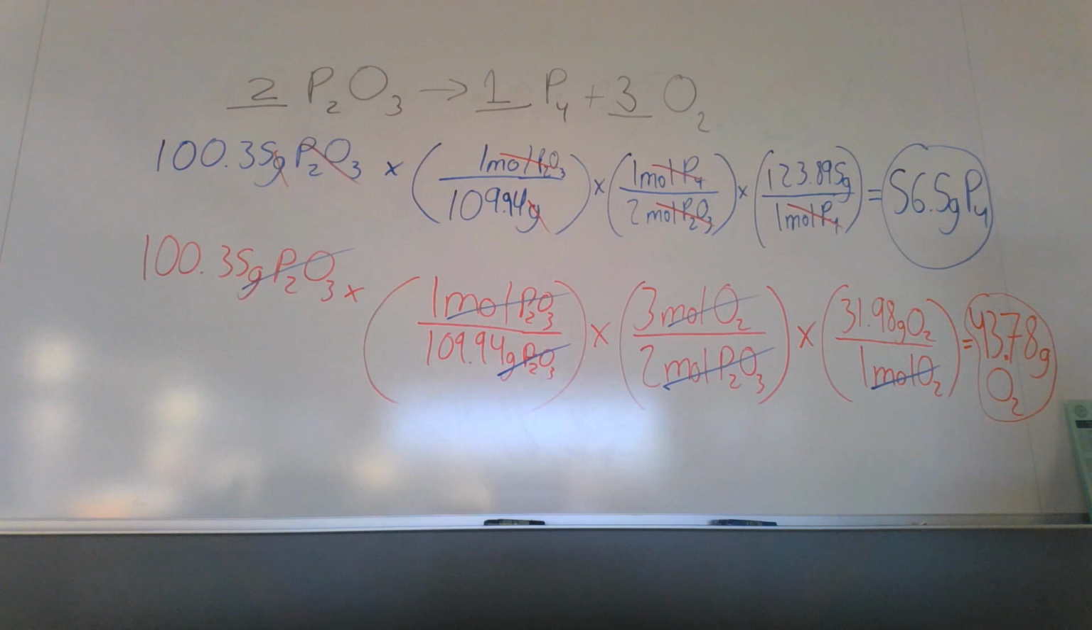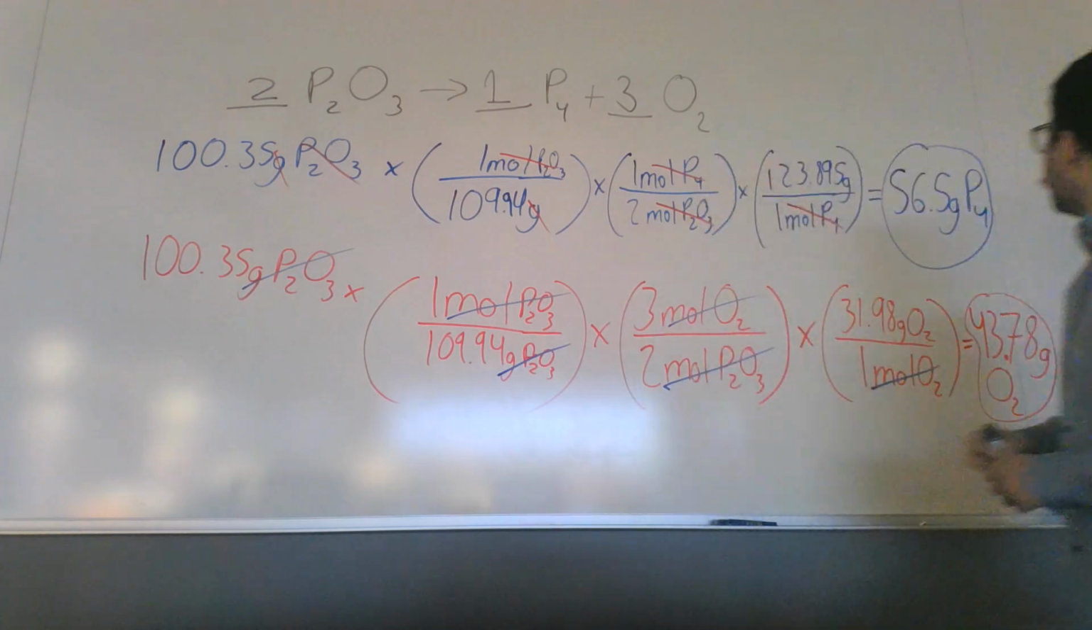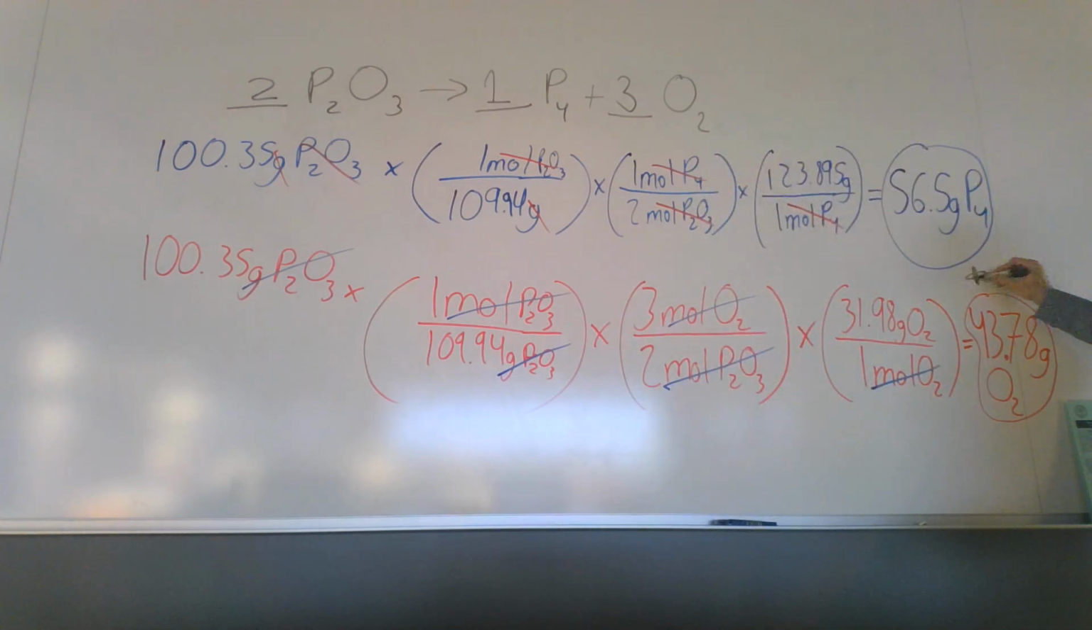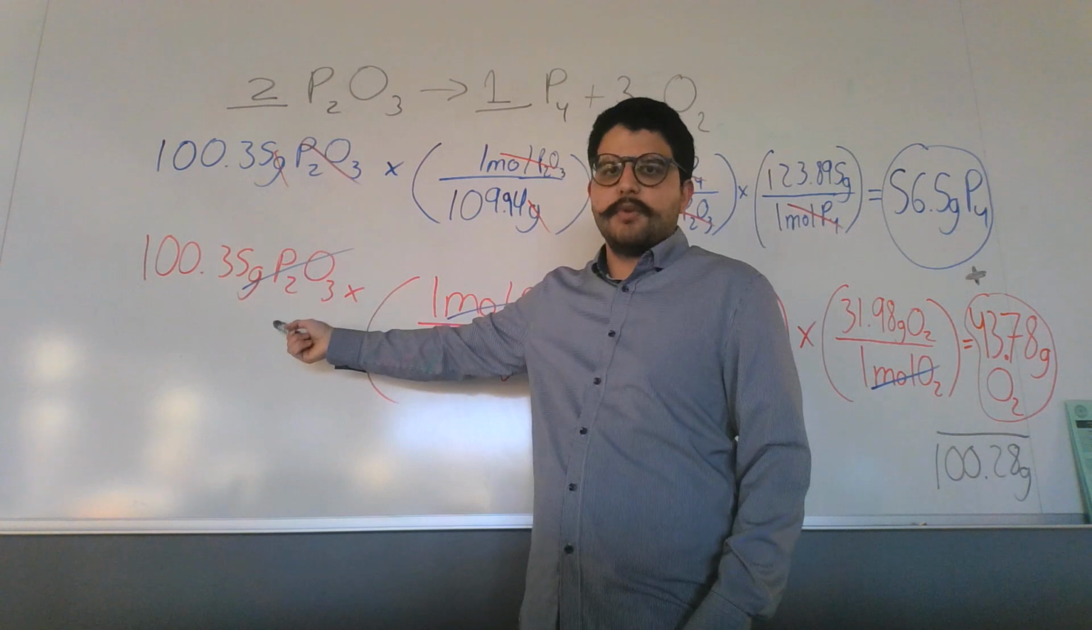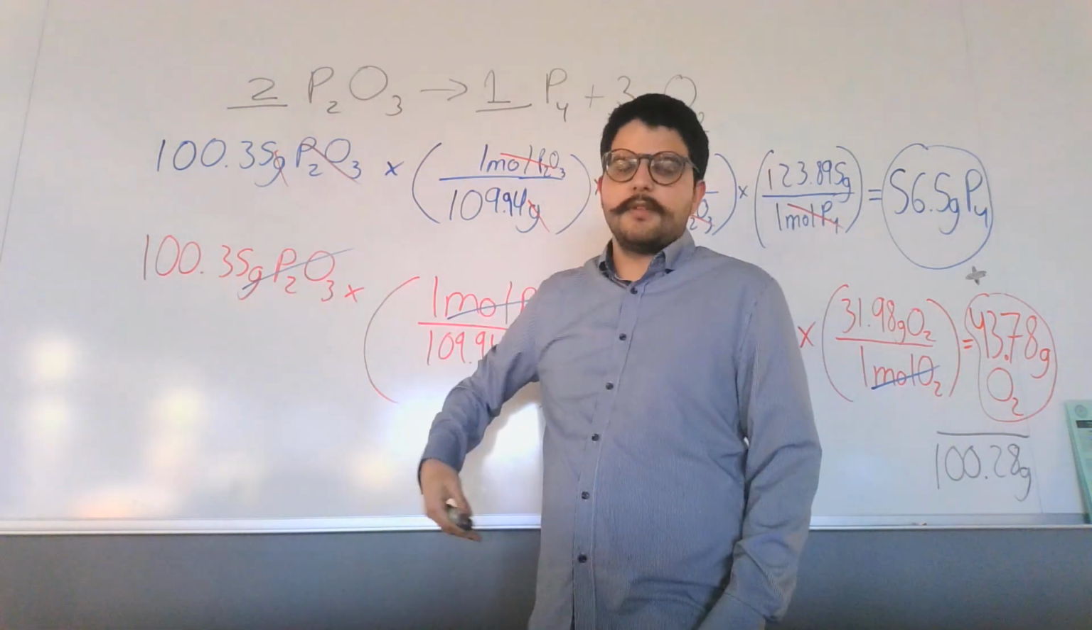Now I want to show you something kind of cool. What happens when you add 56.5, the mass of P4 formed, with 43.78 grams of oxygen formed? If you add that up, you should be getting about 100.28 grams of product. That's really, really close to the initial mass of 100.35 grams of P2O3. So this goes back to the law of conservation of matter.